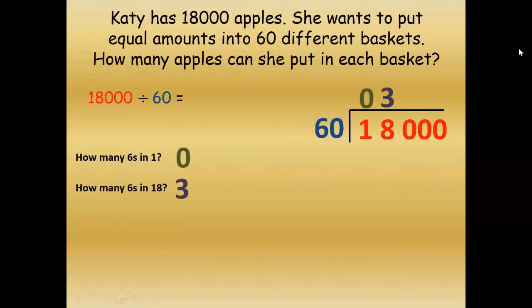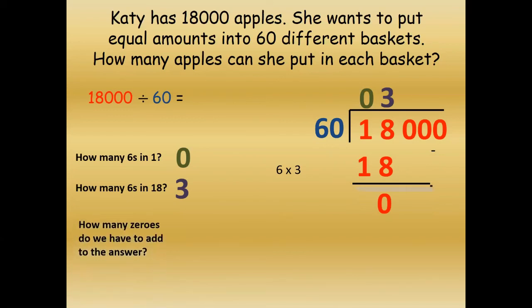So we have to see what 6 times 3 is equal to. What is 6 times 3? 18. We just did that. So 18 minus 18 is 0. All right, are we done now? Is the answer just 3? Is that everything that we need to do? No. So we have to look at how many zeros we need to add behind the 3. So how many zeros do we have to add to the answer?